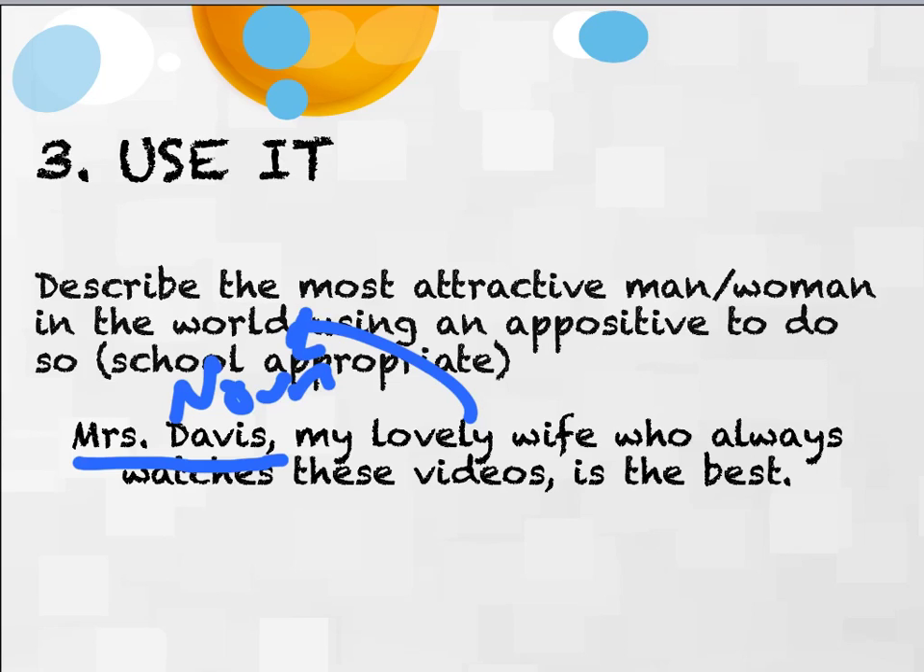Third rule, it needs to be surrounded by commas. Good, we've got that going. Fourth rule, the sentence needs to make sense even without the appositive. Mrs. Davis is the best. I want you to check your example and make sure all 4 rules fit to see if you use the appositive correctly. If you're still not sure, I want you to call your teacher over just to kind of check it to make sure you've got it done correctly.